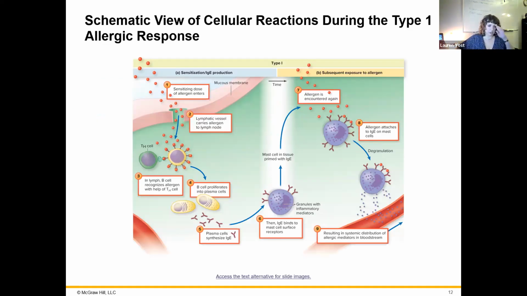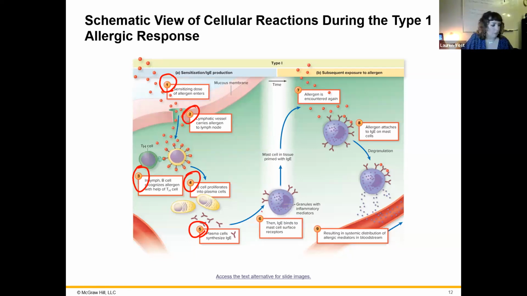This is just basically showing type 1 response and walking us through it. The first time you're seeing your dose that you're going to be allergic to, let's say it's pollen, it'll come in, our lymphatic vessel will carry it to a lymph node. And then in the lymph, the B cell will recognize the allergen as foreign with a little bit of triggering from the T helper cell, right? We talked about that, it needs to be activated. The B cell proliferates and differentiates into plasma cells, making IgE antibody, eventually switching classes to that. The IgE then binds to receptors on the surface of mast cells.